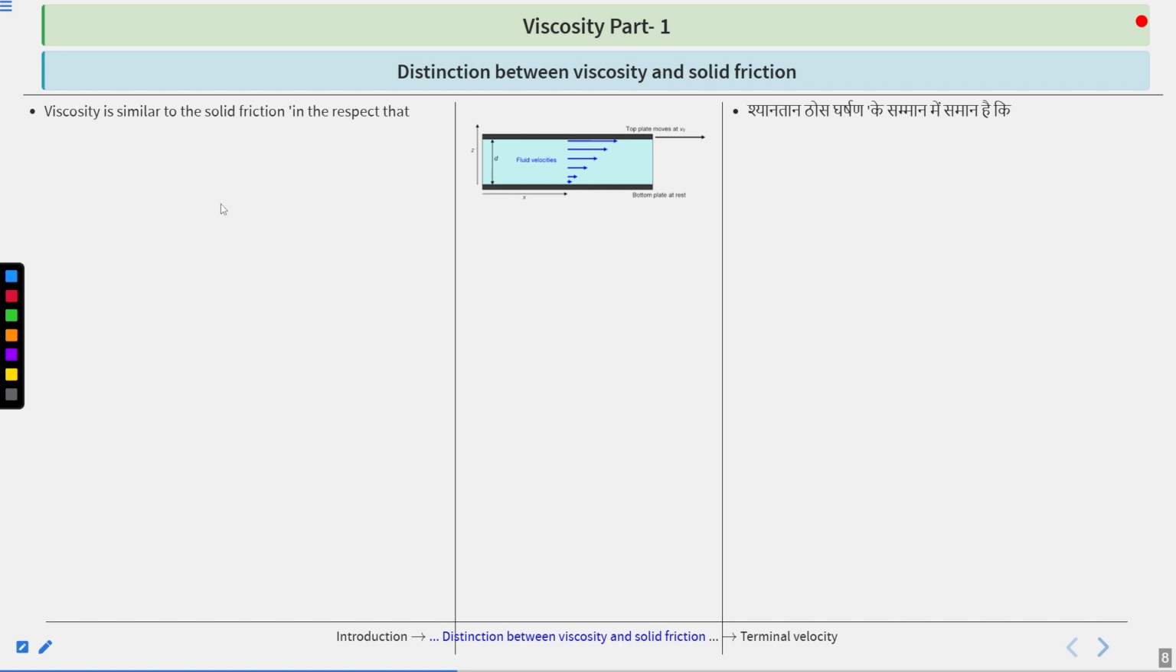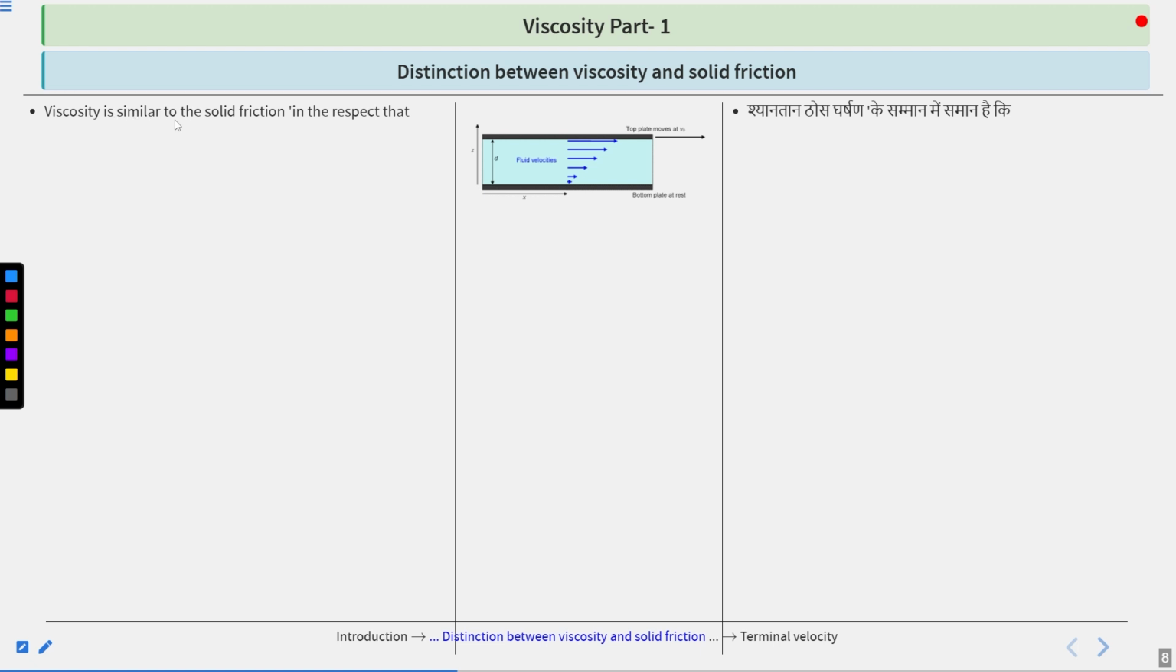Now, after the introduction to viscosity, let's talk about the distinction between viscosity and solid friction. What is the difference between viscosity and solid friction? That is what we need to understand. Like we know, fluid also has internal resistance, or internal friction, that we call viscosity, and solid also has this kind of thing. So what is the difference between viscosity, the internal resistance of fluid, and solid friction?